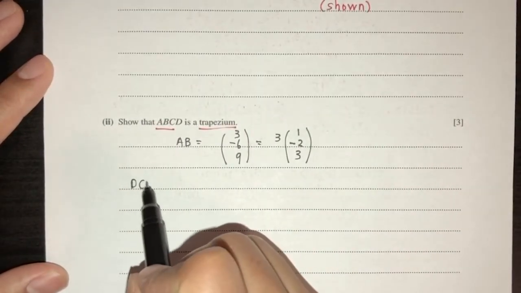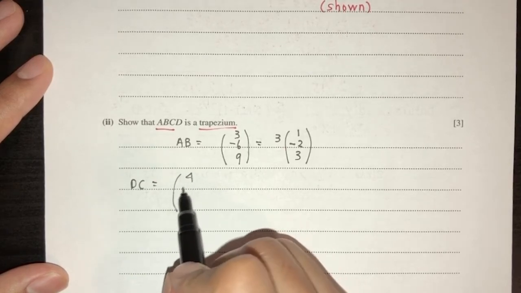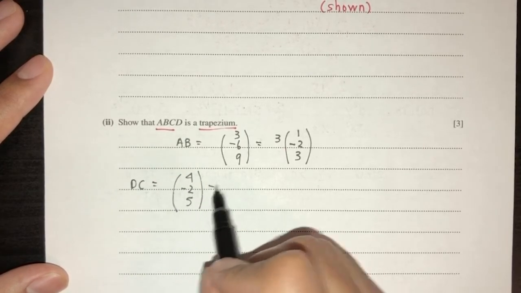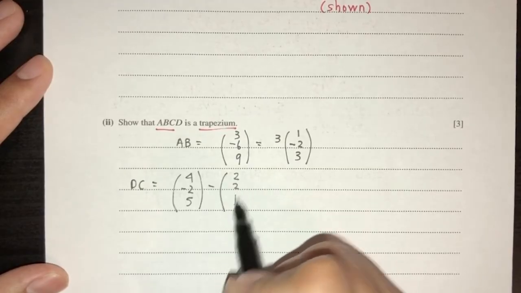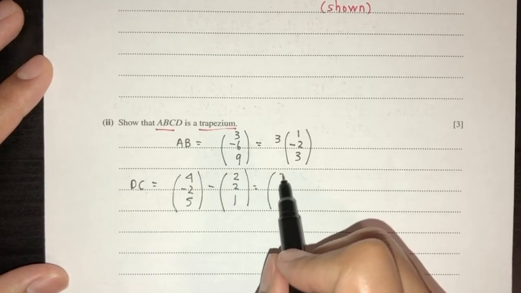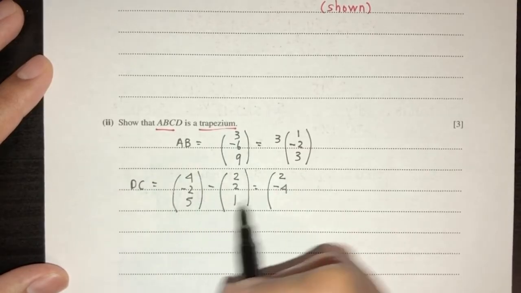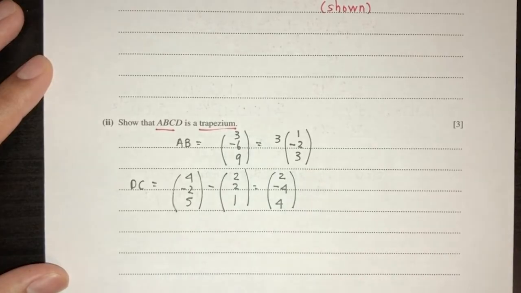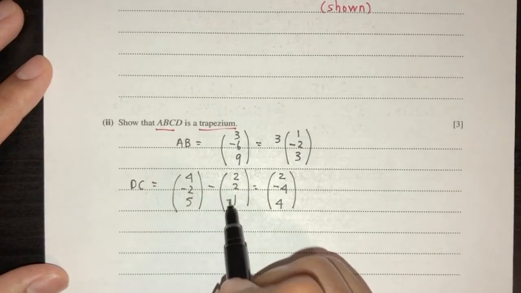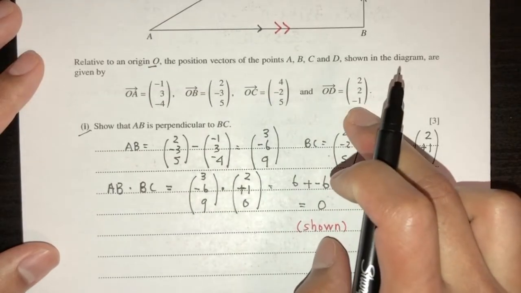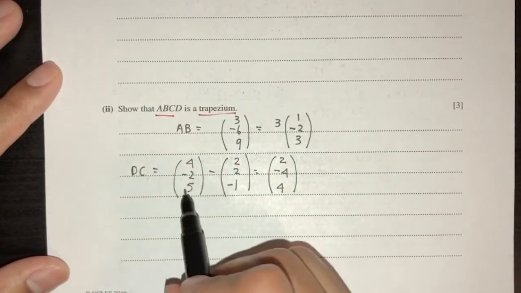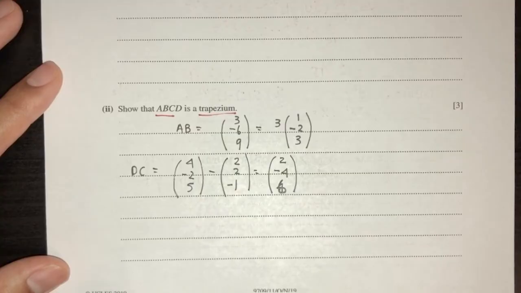We have to find DC. So what is DC? DC will be OC, which is 4, minus 2 and 5, minus OD. OD is 2, 2, 1. 4 minus 2 is 2. This will be minus 4, and this will be 4. Is it right? I think so. Now, this is OC. Okay, I think I made a mistake because this is minus 1 in OD. 2, 2, minus 1. So that will be 2. That should be 6. Okay, so that is DC.